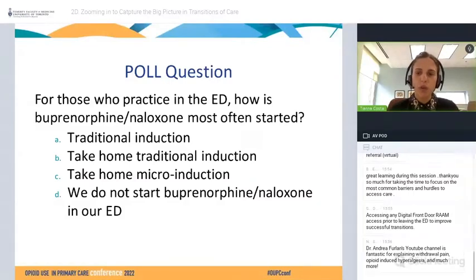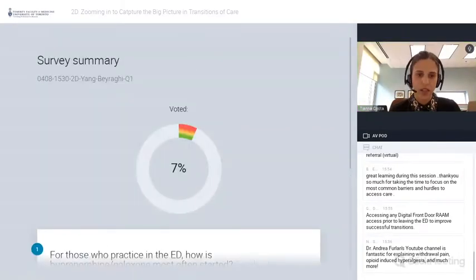And so the first polling question I wanted to ask is, for those who practice in the emergency department, how do you normally start buprenorphine naloxone? There might be many different ways that you do it. Just click the most common one. A traditional induction, you start when they are in withdrawal in the emerge. You give them a prescription for a take-home induction or a take-home microinduction, or do you not start Suboxone or buprenorphine naloxone in the ED? So most people, I guess, have clicked that they start a traditional induction.